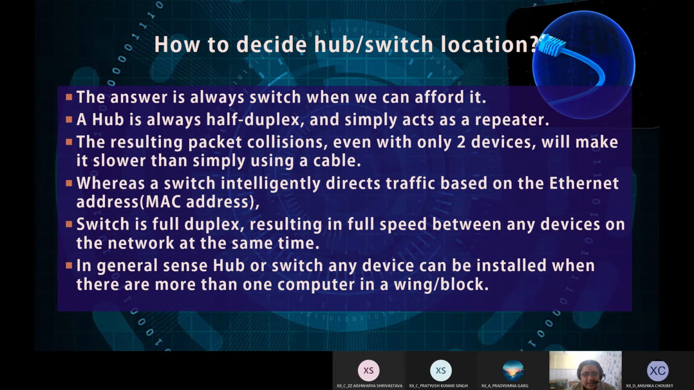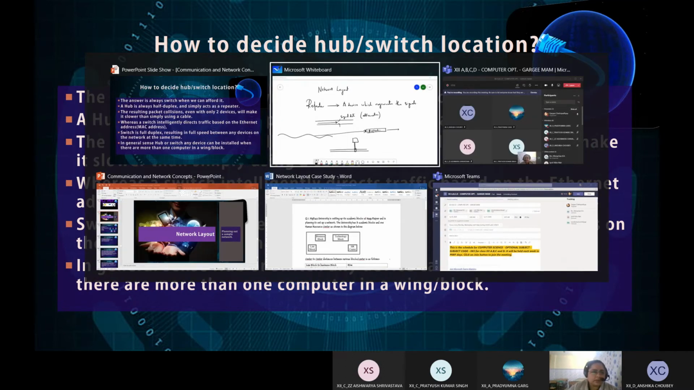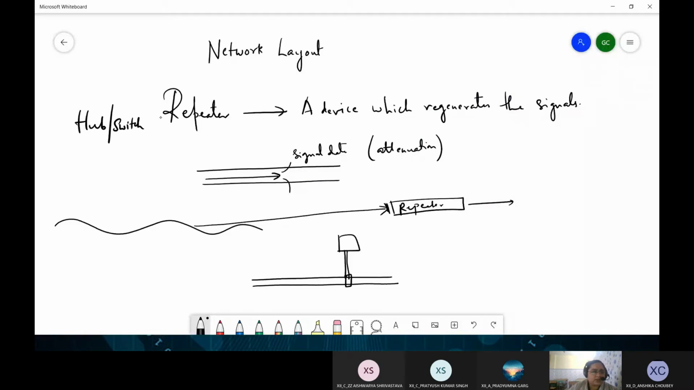In general, hub or switch, any device can be installed when there are more than one computer in a wing or block. So they will always ask you a question in this way: hub or switch can be installed where? So you have to write it in this way, that is hub or switch, and you can also write your preference: the first preference is of course switch because it is an intelligent device, but if the company is not able to afford it, they can go for a hub, right?